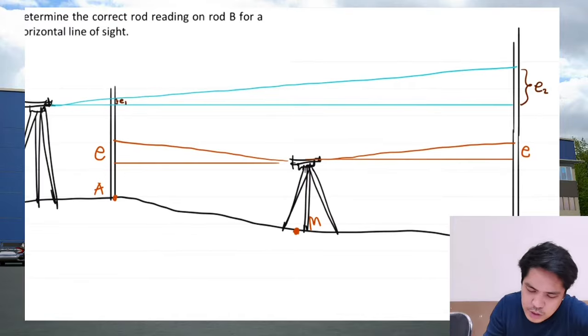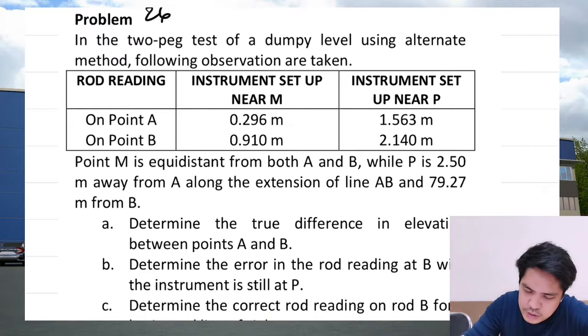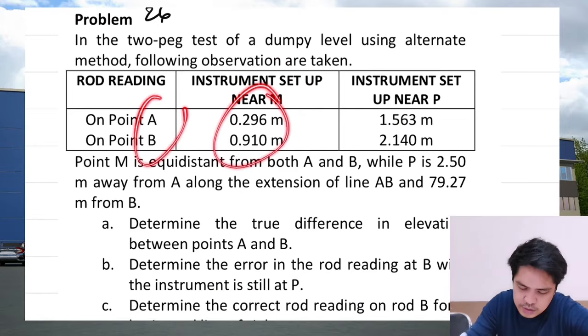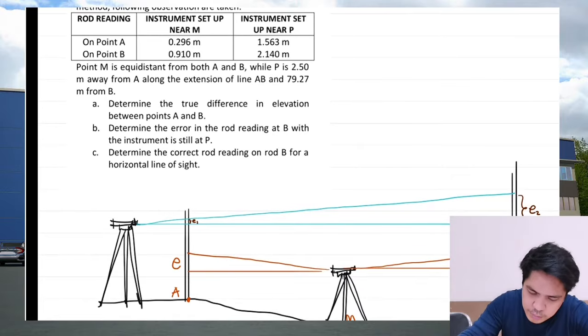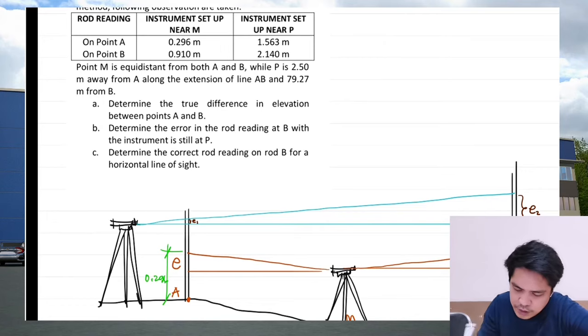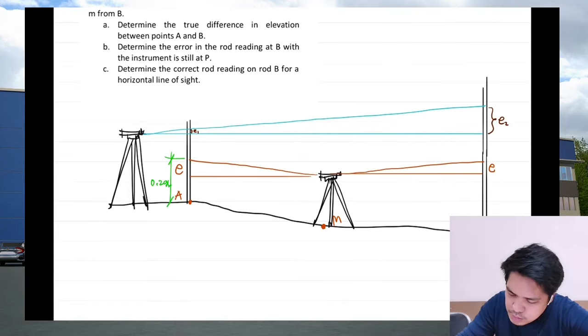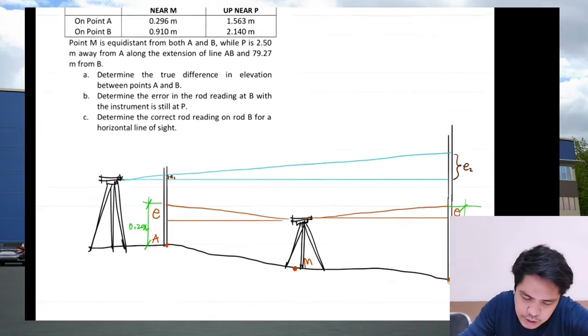Now, lagyan natin ng mga value. Let's start with point A. I mean, sa point M na observation. So, we have observations at A and B. And we have that. So, sa point A, yung basa was, ito na lang. Siyempre, yung sa error, yung mababasa, di ba? So, that distance. So, this distance is 0.296. Okay. And this distance sa B is 0.910.